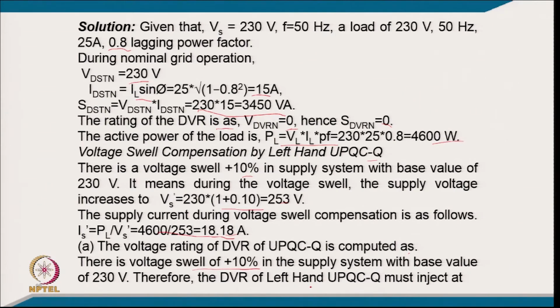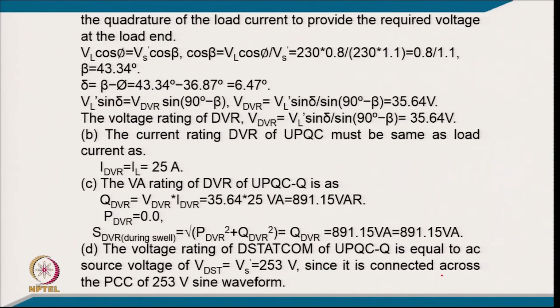Since it is a DVR put on the left side, it must inject the voltage in quadrature with the current of the load, and we can find out VL equal to Vn. So, from this relation we will get beta equal to 43.34, and from this we can calculate delta as beta minus 5. So, it comes to 6.47, and from the relation VL sin delta = V DVR sin(beta minus delta), we can calculate the value of V DVR as 35.64. The voltage rating of the DVR is the same as this value, and the current rating of the DVR is the same as the load current, that is 25 ampere.